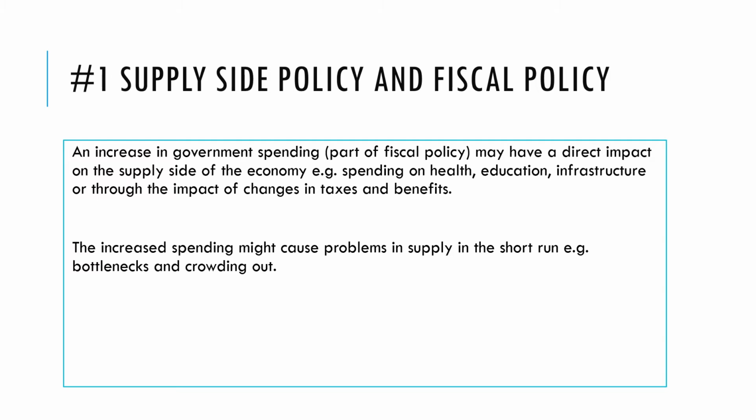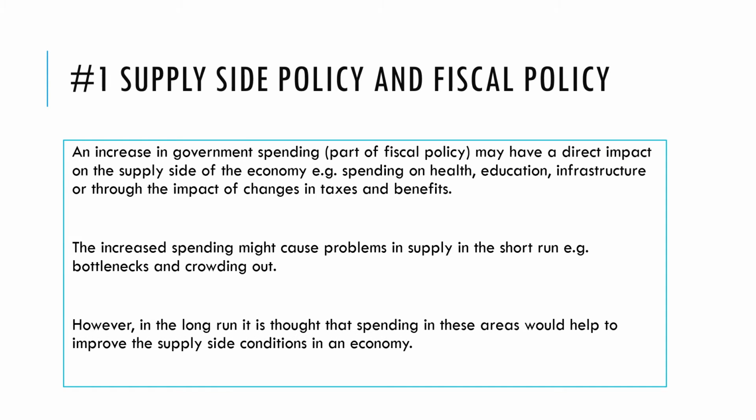So for example, the increased spending on education and building new schools might cause bottlenecks in terms of the cement industry, or maybe raise prices of bricks or that sort of thing, which makes it more difficult for businesses, the other elements of the supply side in the economy, to function. However, in the long run, the spending might, once it's done, actually help improve the supply side conditions in an economy.